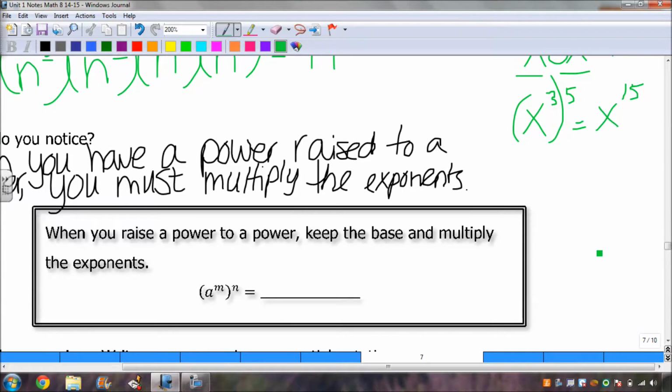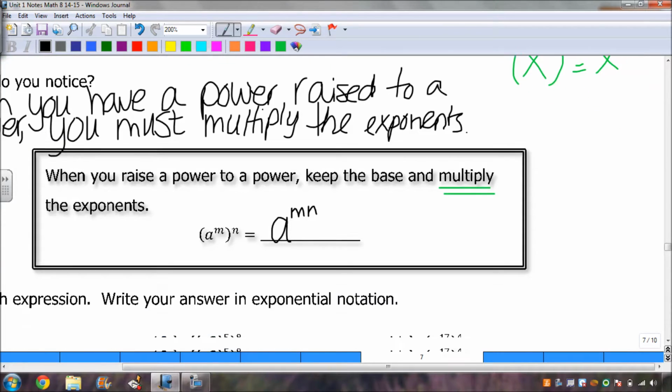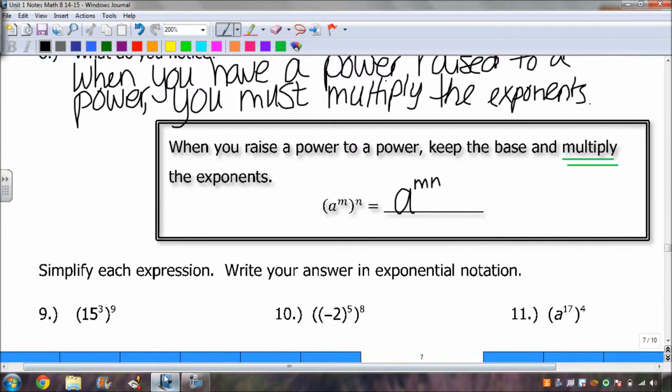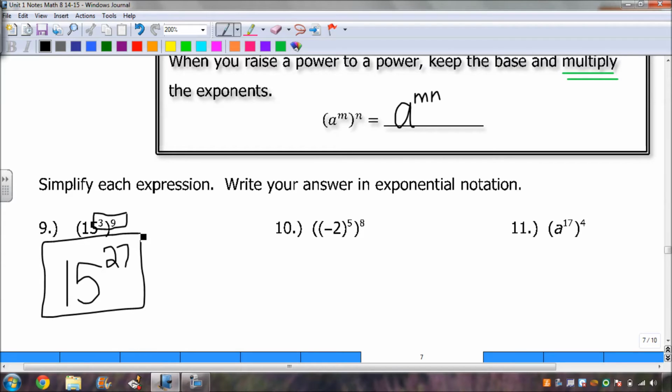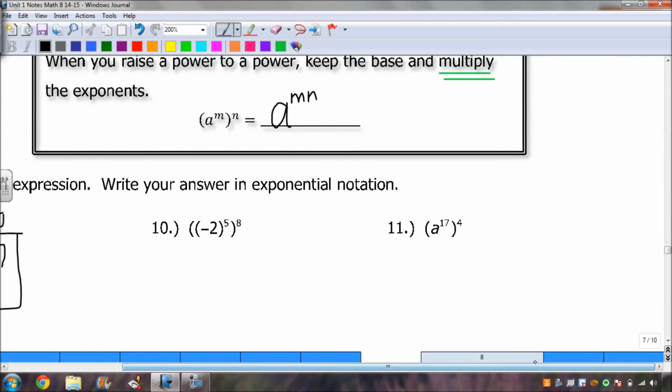So let's fill this out. When you raise a power to a power, keep the base and multiply the exponents. So basically, if I have a to the mth power all raised to the nth power, that means it's just going to be a to the mn power. All right, so let's look at the directions right here. Simplify each expression, write your answer in exponential form. So number 1, I've got 15 raised to the 3rd power all raised to the 9th power. So you should end up getting 15 to the 27th power because 3 times 9 is 27. Please try questions 10 and 11 and then come back to me to see how you did.